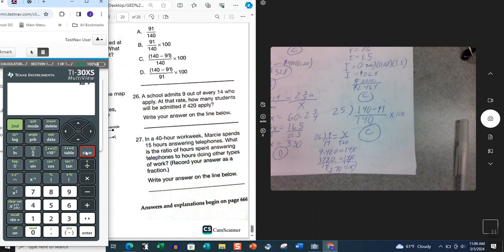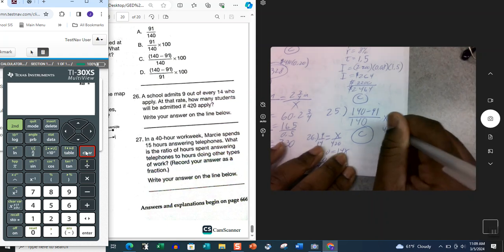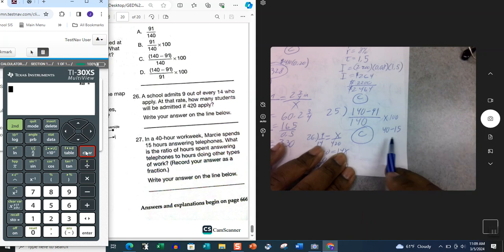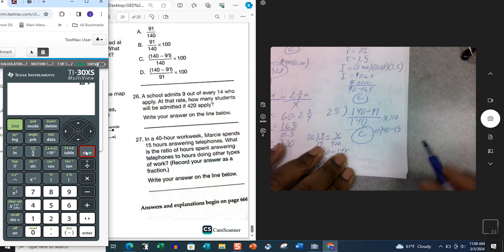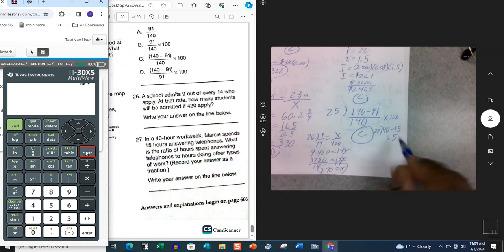Now we go to 27, last problem. In a 40-hour work week, Marcy spends 15 hours answering telephone. What is the ratio of hours spent answering telephone to hours doing other types of work? Okay, she does a 40-hour week. So first of all, we have to take 40 minus how many hours she spends answering the telephone. So 40 minus 15 will give us 25. So it's 25 on the other activities.